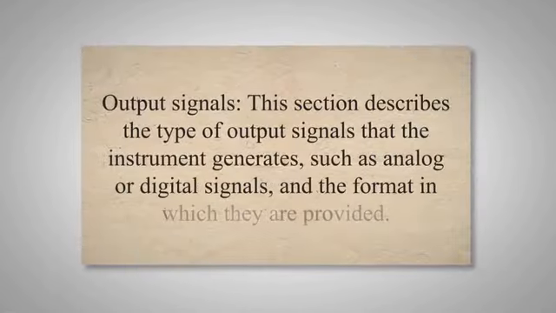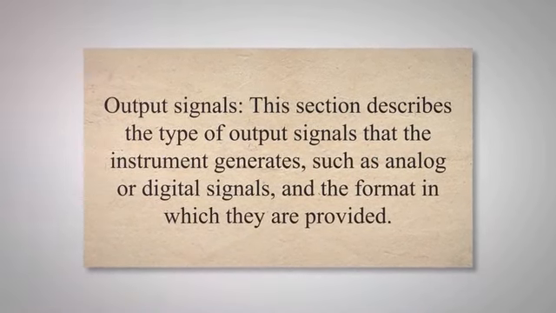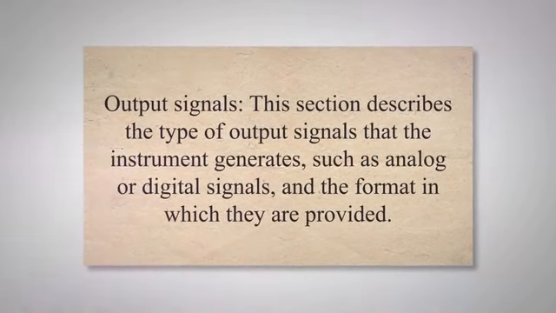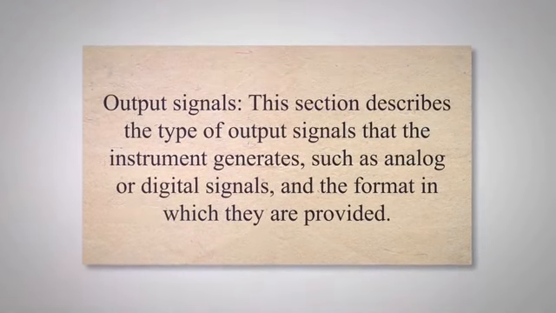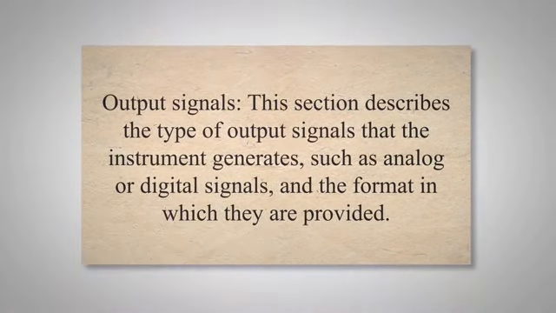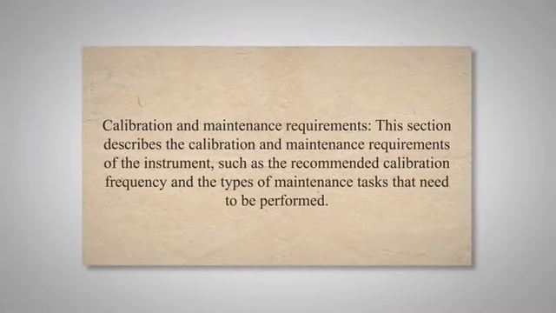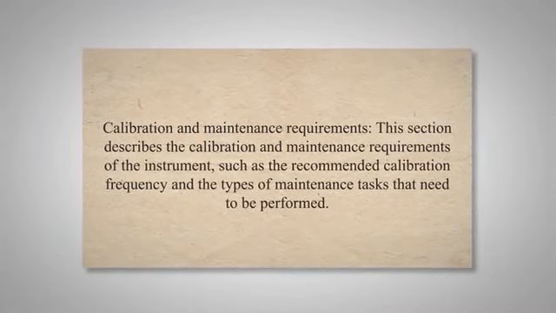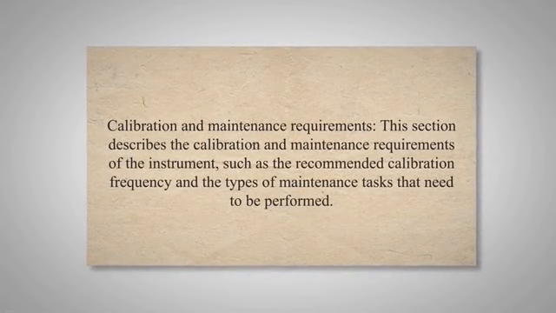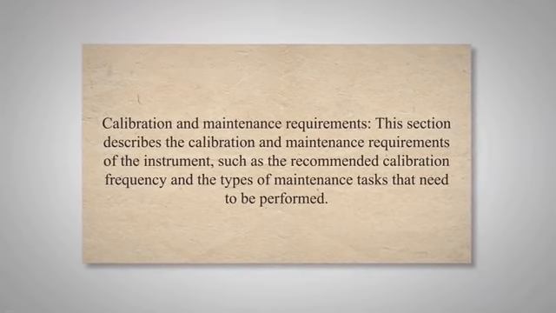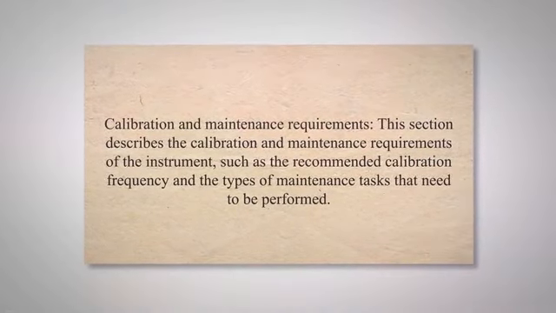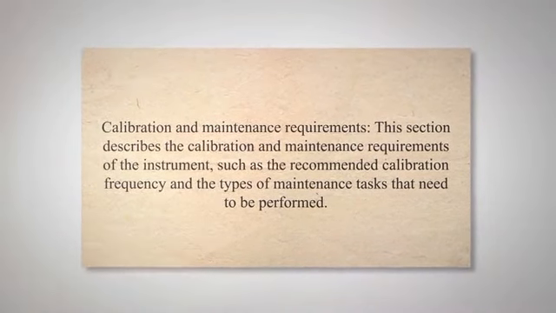Output signals. This section describes the type of output signals that the instrument generates, such as analog or digital signals, and the format in which they are provided. Calibration and maintenance requirements. This section describes the calibration and maintenance requirements of the instrument, such as the recommended calibration frequency and the types of maintenance tasks that need to be performed.